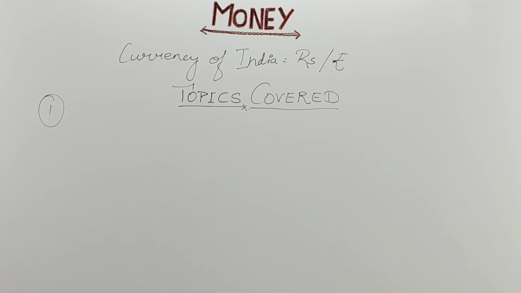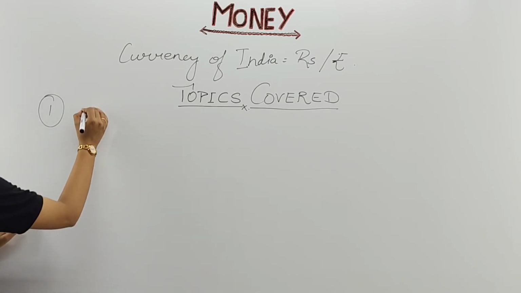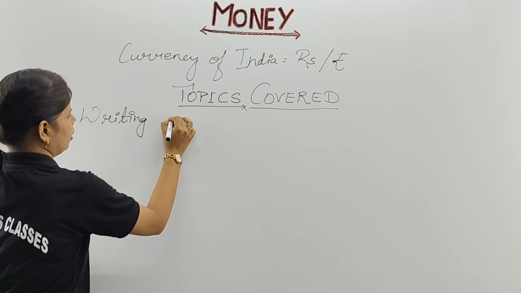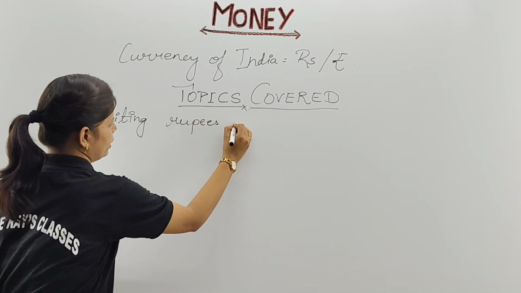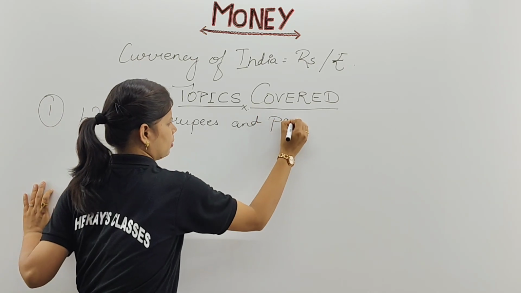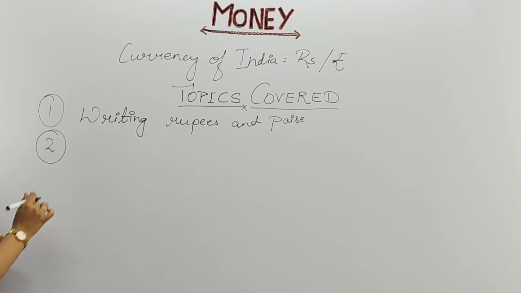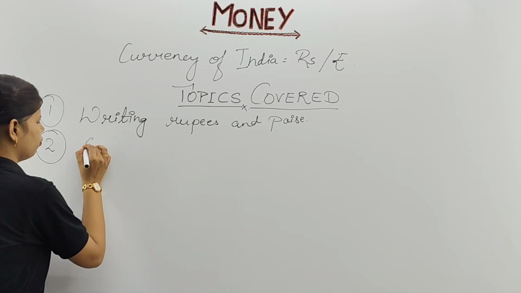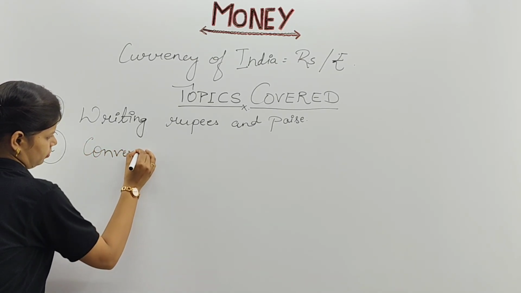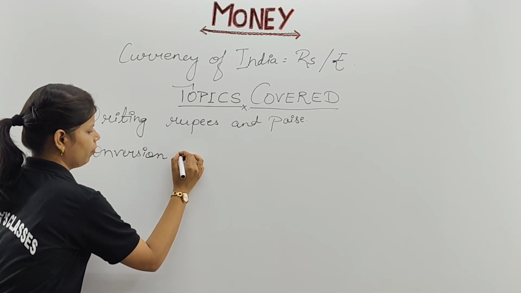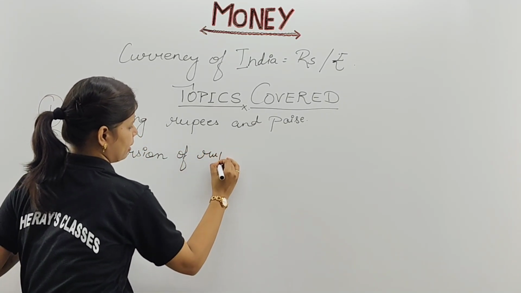First point, we are going to focus on how we are going to write rupees and paise. First we are dealing with writing, a representation of rupees and paise. Clear? Second, can you guess what we are going to learn in this other one? Conversion. First you are going to learn about writing, second you are going to learn about conversion of rupees and paise.